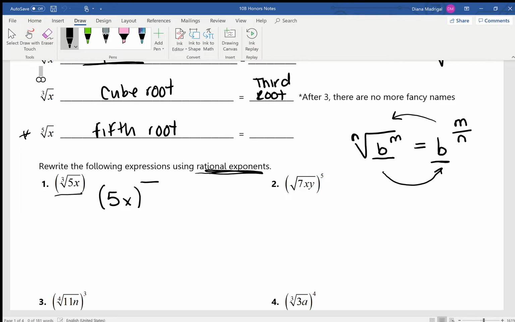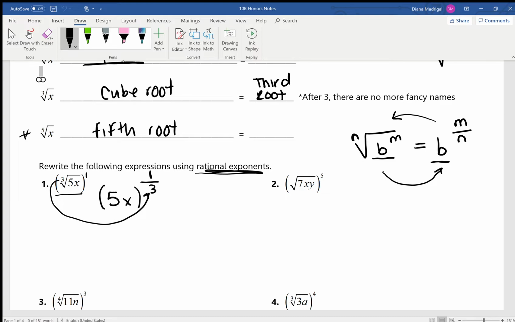And again, I have this 3. This 3 goes on the bottom, so it's going to be 3. I don't have a number outside as an exponent, but I know there's an imaginary 1. So there's going to be 1/3. And again, I told you, since it's in the radical, it has to be a fraction. Okay, so it has to switch to a fraction. You cannot just leave a 3 by itself.